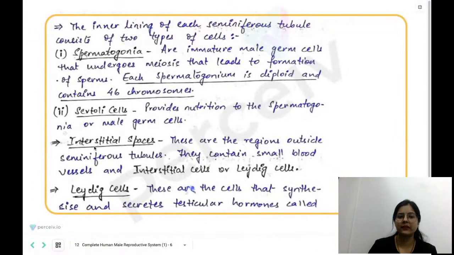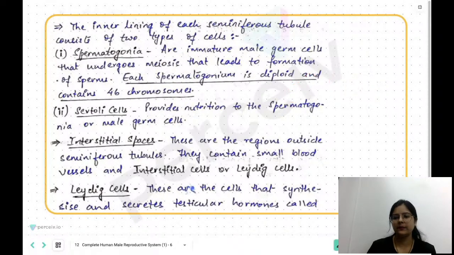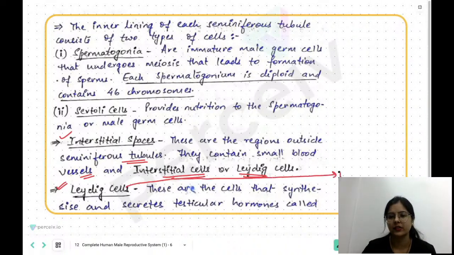So interstitial spaces are being found over here, and the interstitial spaces are the region outside the seminiferous tubules which I spotted for you, which we just saw in the model, and will contain blood vessels, and it consists of interstitial cells or the Leydig cells. That is the case. Now Leydig cells are those cells that synthesize and secrete the testicular hormones. As I already told you, these are going to secrete testosterone. This is very, very important, which is the male sex hormone. It is testosterone, which is the male sex hormone.